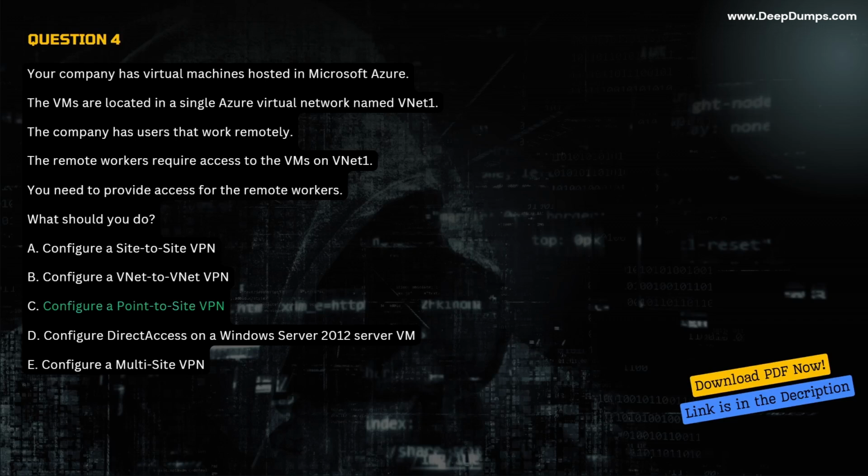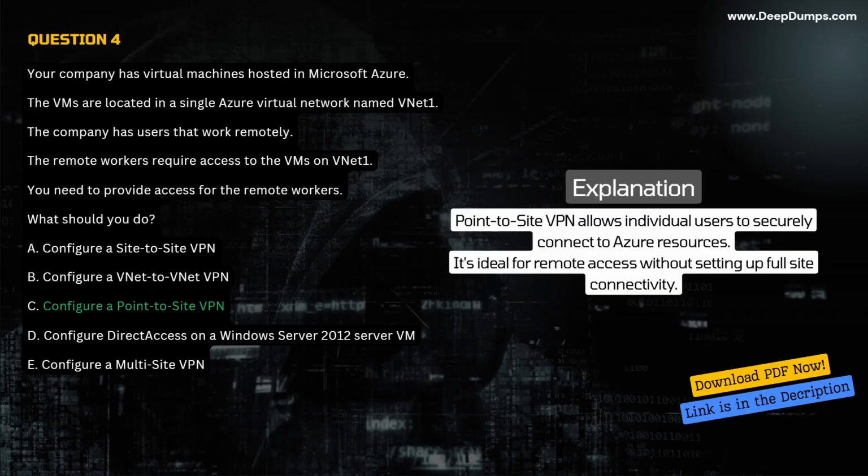Correct answer is C. Configure a point-to-site VPN. Explanation. Point-to-site VPN allows individual users to securely connect to Azure resources. It's ideal for remote access without setting up full site connectivity.